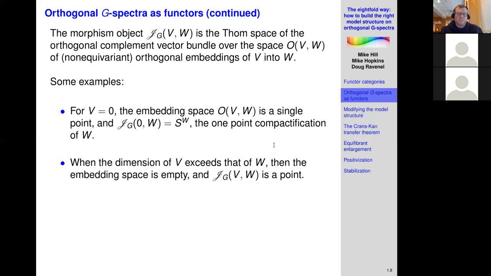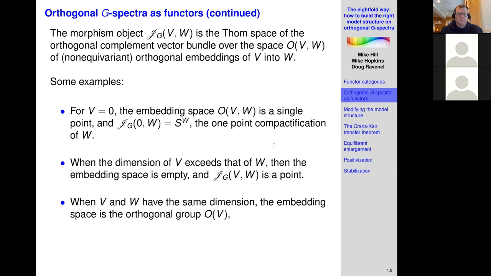Next example is what I mentioned before. If the dimension of V exceeds the dimension of W, then there are no embeddings. The embedding space is empty. And so now we're looking at a Thom space of a vector bundle over the empty set, and we still have the point at infinity. Even if we're looking at a vector bundle over the empty set, the Thom space still has a point at infinity. So J_G(V,W) is a point in that case. It is always a pointed G-space. In this case, it's a single point.